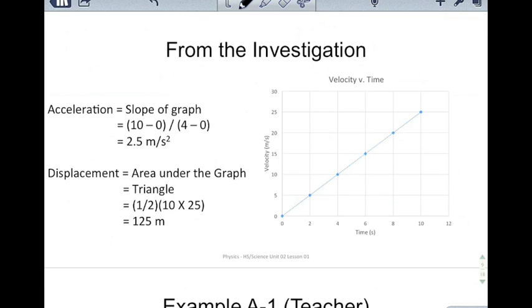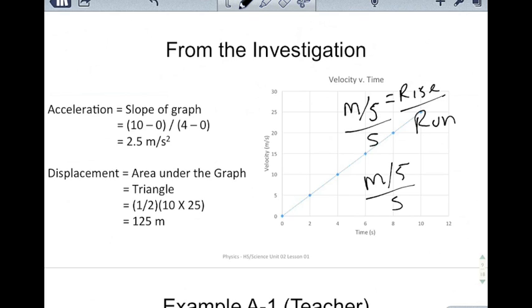So from the investigation, we actually did this. We graphed the motion, and we did a graph of it to find the acceleration. And we said that the acceleration was the slope of a velocity versus time graph. So we said, okay, if you take meters per second, which is the rise, and you divide it by seconds, which is the run, you end up with meters per second squared. That right there is the unit of acceleration. So we know that the acceleration is the slope of a velocity versus time graph.